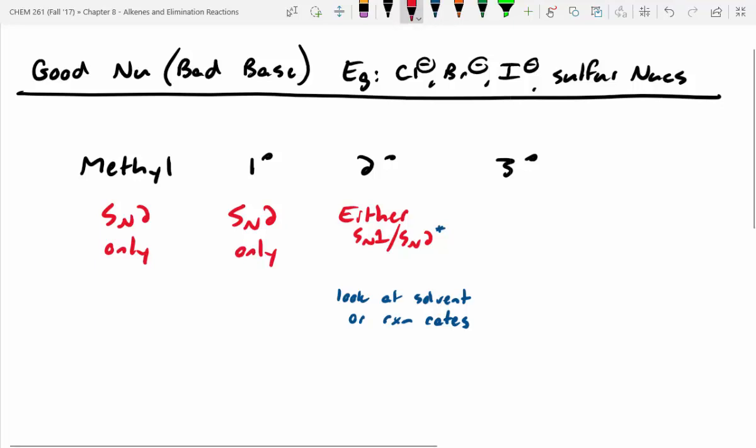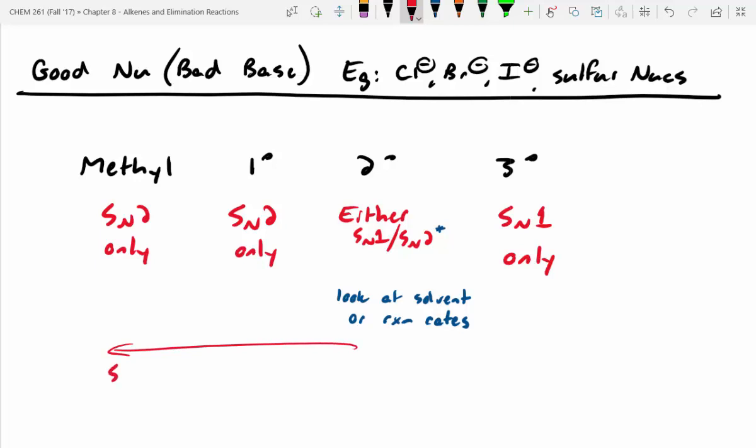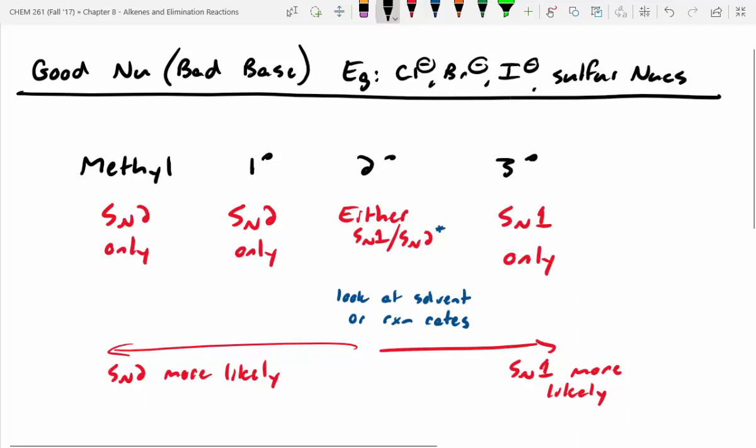All right, and then last but not least, we've got tertiary carbons. Will that do SN2 or SN1? Only SN1. So it's important to remember those basic SN1, SN2 trends. I know a lot of this is review, but it's important to remember that SN2 is more likely going this way. And then we said SN1 is more likely going the other way. So just a little bit of review of last chapter. All right, let's go on to what happens if you've got a good base that isn't a good nucleophile.